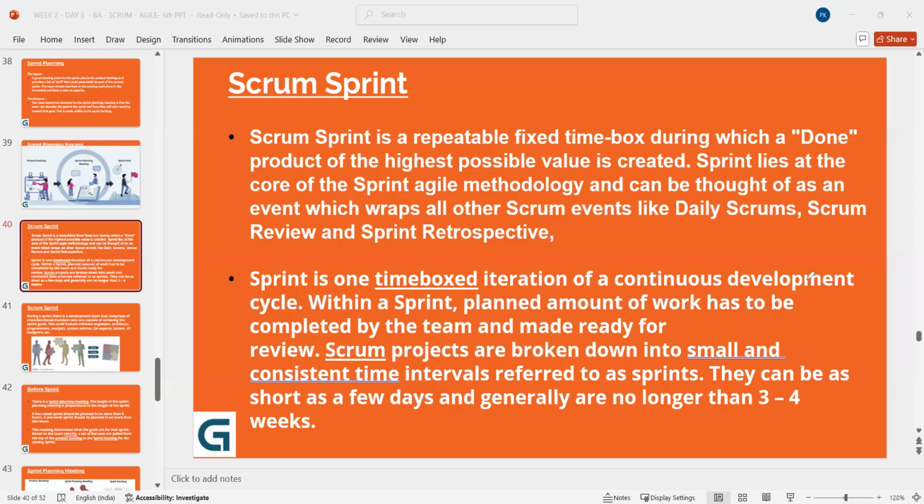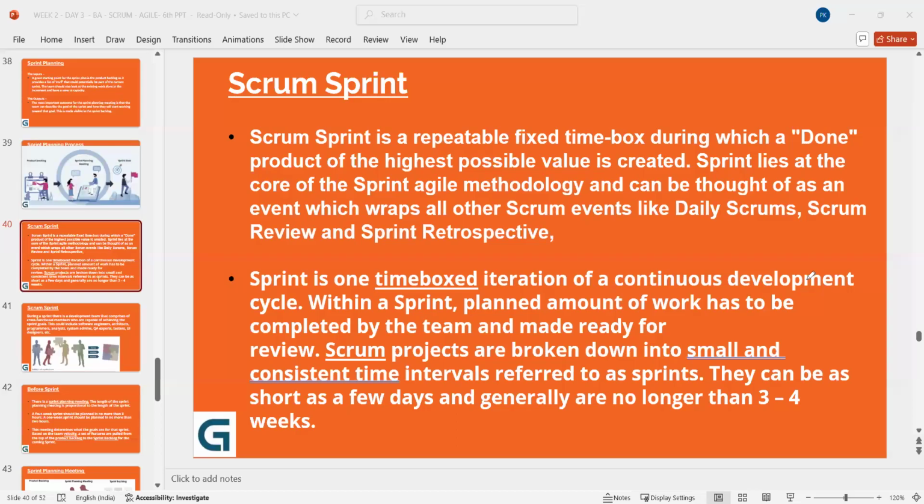So the development that is happening is continuous. Like, we don't stop this week, sorry, this sprint and upcoming sprint. So every sprint you're just working on it. Next, within a sprint, a planned amount of work has to be completed by the team and made ready for review. We have just discussed that in detail. The entire sprint, you're working on the items given by the customer. Those need to be the priority items, important items, ordered items that we have, and we are working on that.